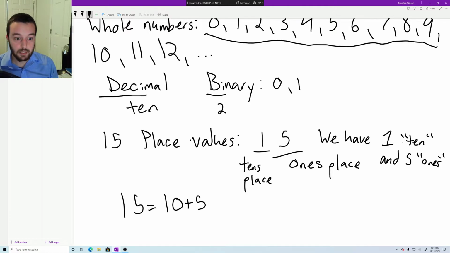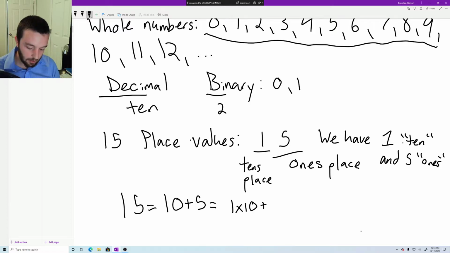If we break up the place values like this, this is what we would see. If we really wanted to represent it with multiplication, which is kind of getting ahead of ourselves because we're not actually talking about multiplication yet, but for those of you who are comfortable with it, this is saying 1 times 10 plus 5 times 1. It's saying that we have 1 ten and 5 ones.